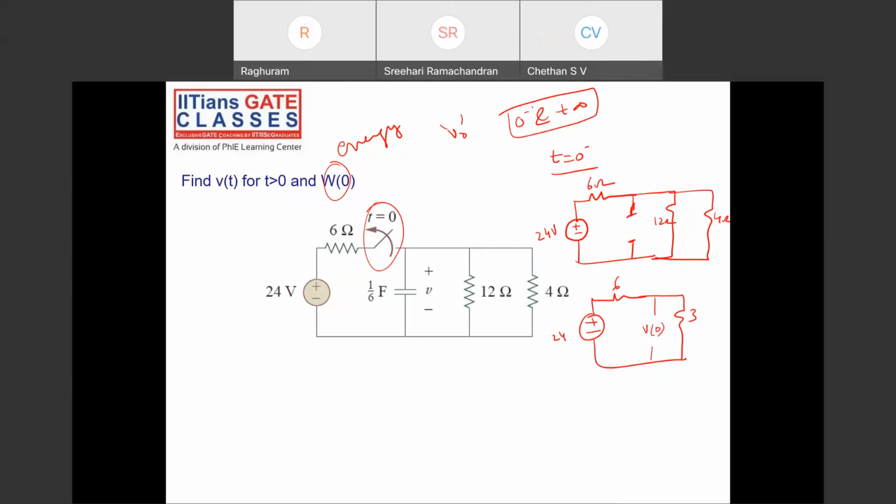Find V of 0 minus. V of 0 minus is equal to 24 into 3 by 6 plus 3, that is 8 volts. V of 0 minus is equal to 8 volts, which is also equal to V of 0 plus, or V naught.